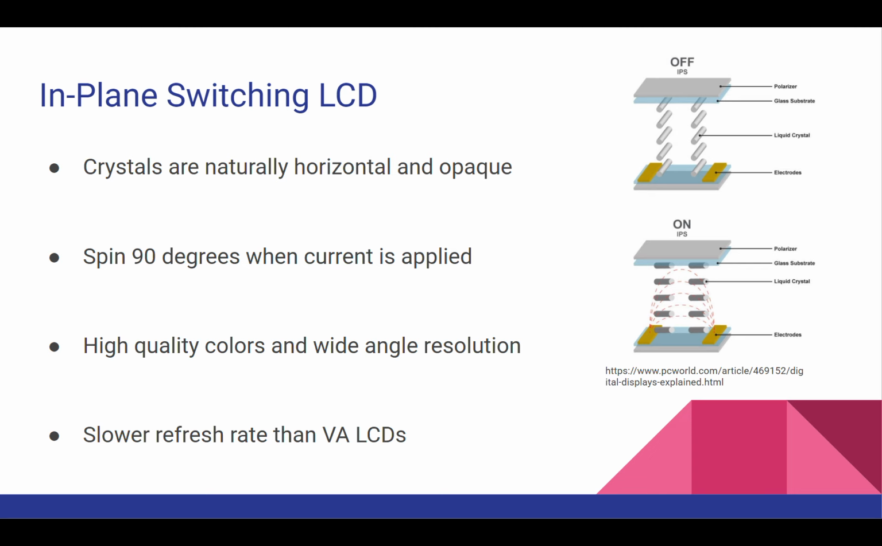Crystals in IPS screens are held in the same plane as the first polarized layer in such a way that the screen is black when no current is applied. Once electricity is flowing, the crystals spin 90 degrees to let the light through. These screens typically have the highest color resolution of the three types, but have slower refresh rates than VA screens. Next up is the experiment.